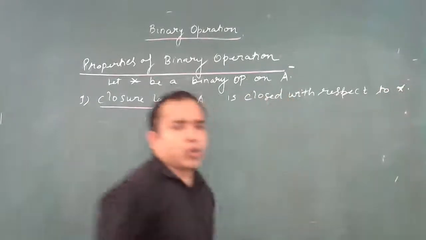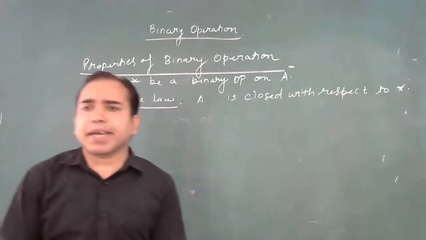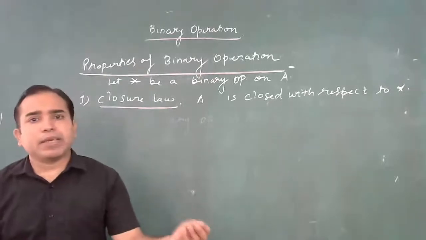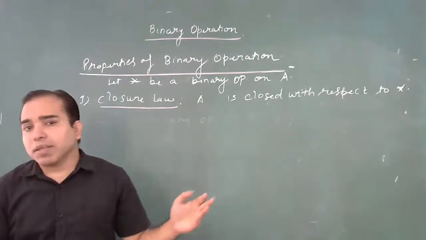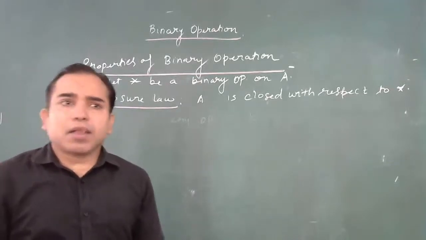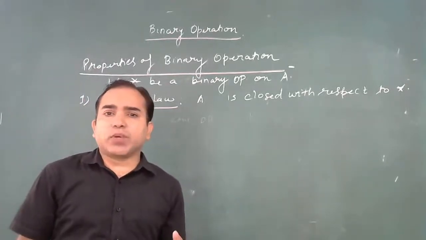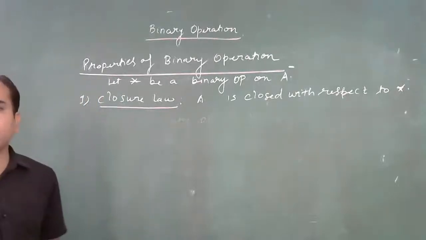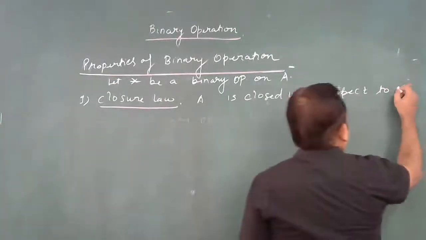क्लोजर लॉ का मीनिंग क्या है वो मैंने ही इस पे बात कर ली है अभी जस्ट नाउ, राइट। कि बाइनरी ऑपरेशन की पहली प्रॉपर्टी है कि the final outcome lies within the same set on which the binary operation is applied, isn't it?